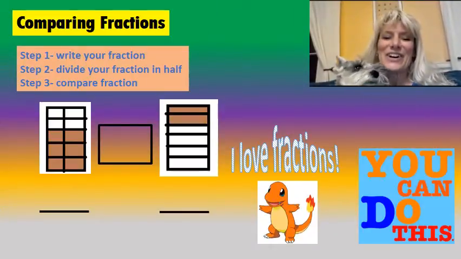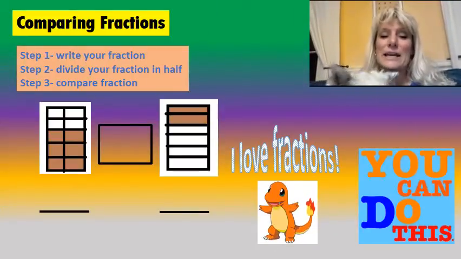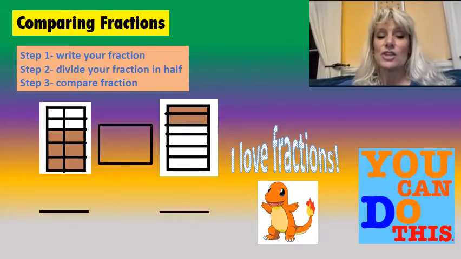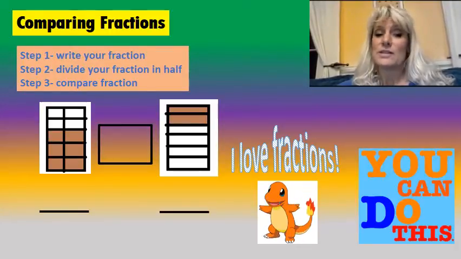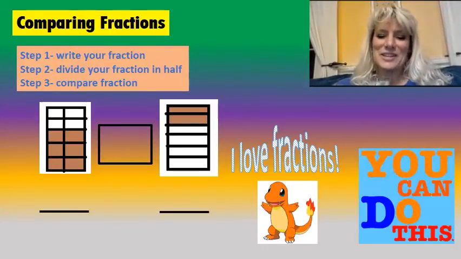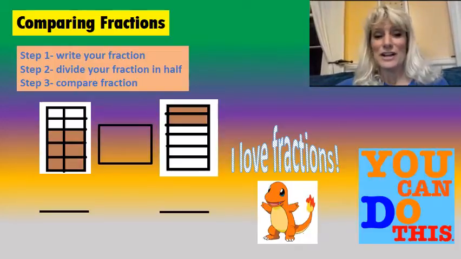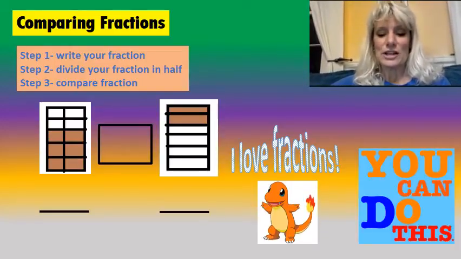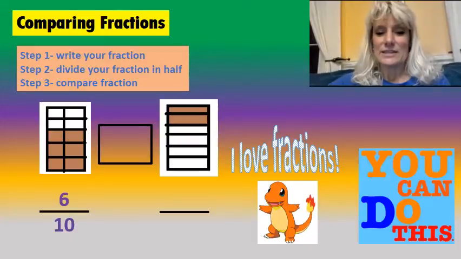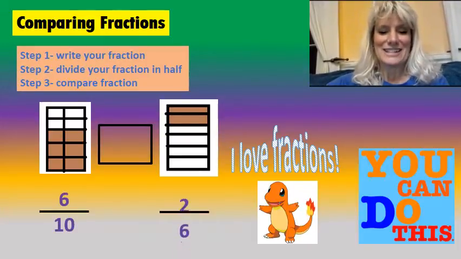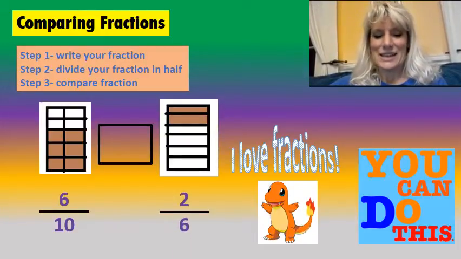All right, first of all, I see that there are 3 steps when we're comparing fractions. The first step is that we need to write our fraction. The second step is divide our fraction in half. And the third step is we can compare the fraction. So let's go ahead and write our fraction. The very first fraction I see is 6/10. The second fraction I see is 2/6.